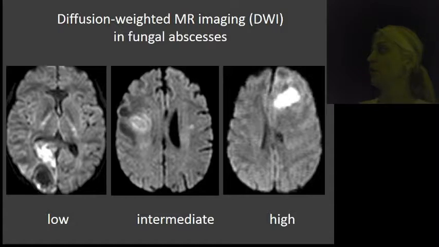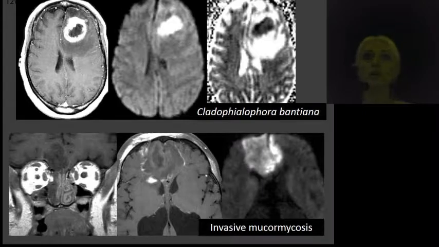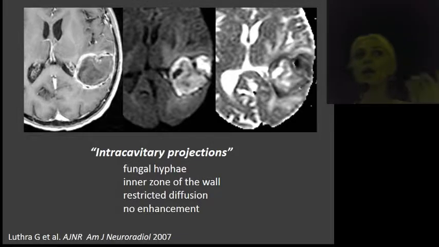It can be low, it can be intermediate, or it can be high, depending on the content, how highly viscous the content is. So this is a fungal abscess which definitely looks like bacteria, homogeneously bright, low ADC. This is invasive mucormycosis, which will also have a very high signal on diffusion. But we can go further.